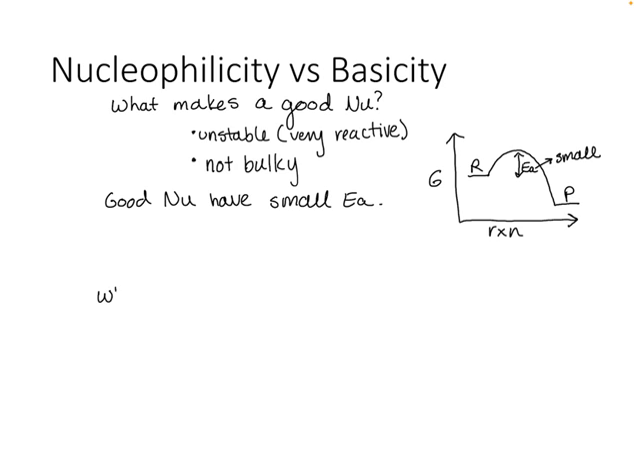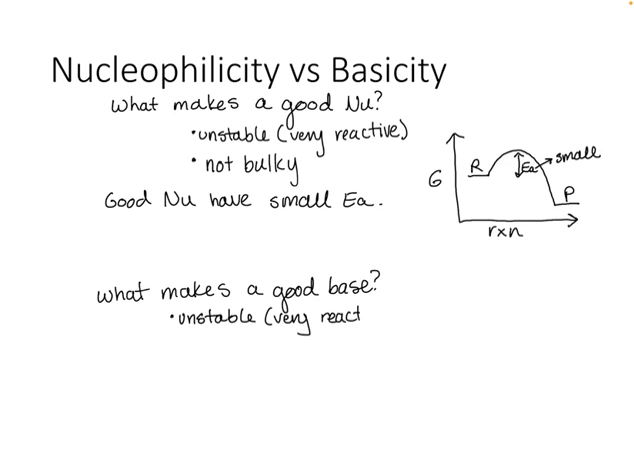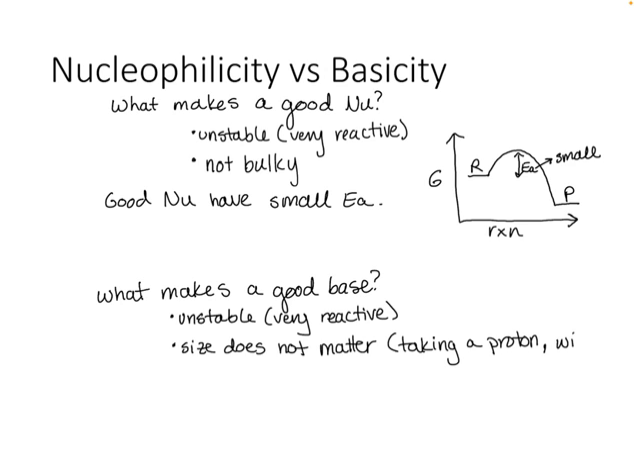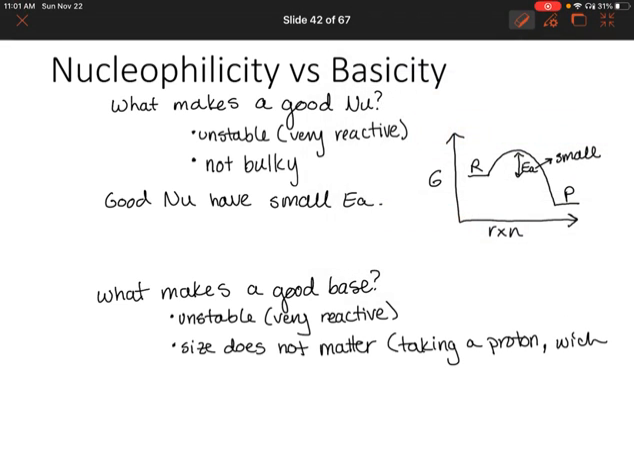Okay, so then let's ask what makes a good base. Well, again, we do want them to be reactive, so they should also be unstable. But the size of a base doesn't really matter because they're just taking a proton. And protons are really small and easily accessible because they're always on the outside, right? Or at least for our purposes, we can say they're kind of pointing out. And so the base can very easily take that hydrogen. So size does not matter for the base because we are taking a proton, which is easily accessible.